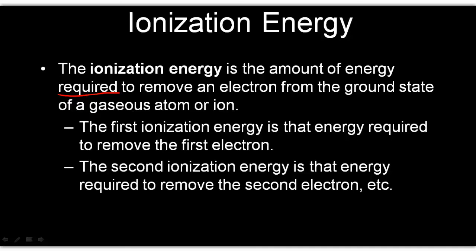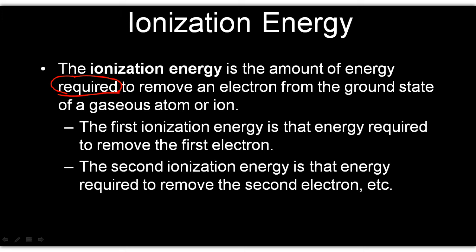Okay, this is the second lecture for Chapter 7, and beginning where we left off last time, this is going to be on ionizing energy. Say that 3 times fast. And this is the amount of energy that is required to remove an electron from the ground state of a gaseous atom or ion. So they always go in the gaseous state because they could be in various states, so they just make it constant as far as being gaseous.